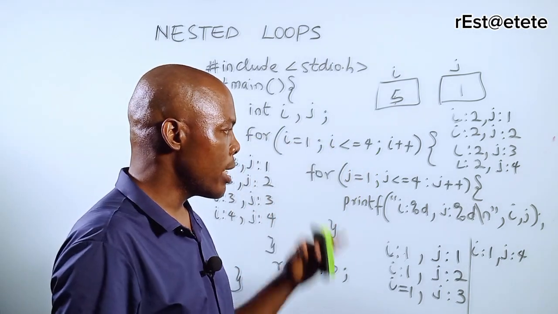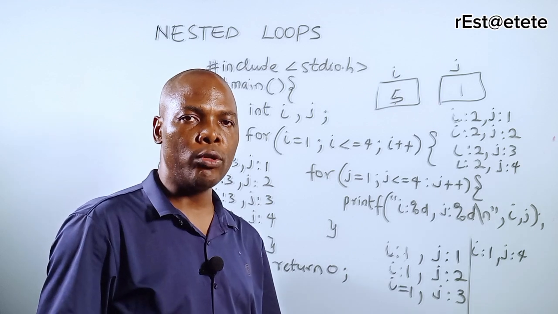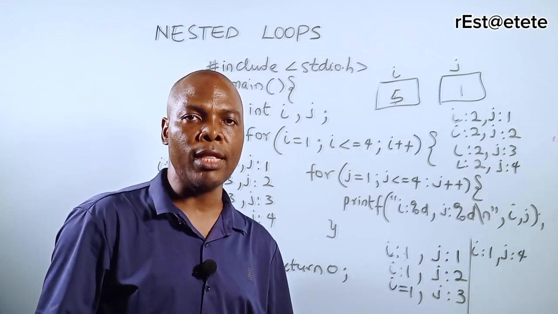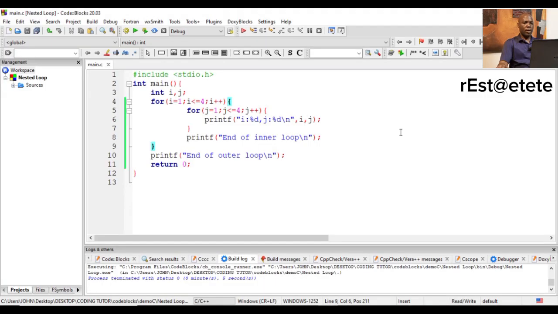Let's go to Code::Blocks. Let me demonstrate this for you to see. In the next class, I will show you another variation of this nested loop. All right, so this is my nested for loop. As you can see, I added this printf "end of inner loop", meaning this is the inner loop, and I'm putting this immediately after it. So for every complete iteration of this inner loop, it will print out end of inner loop.